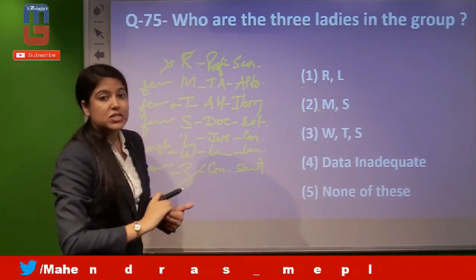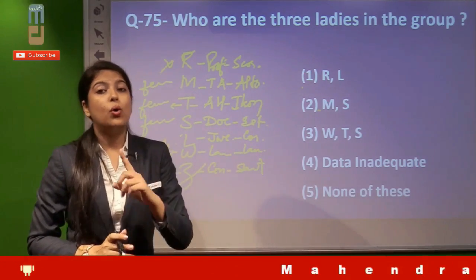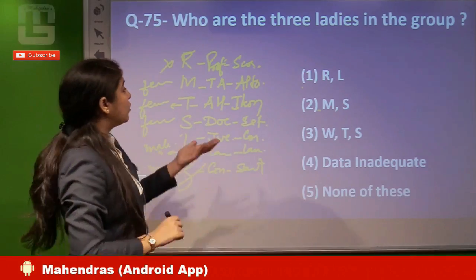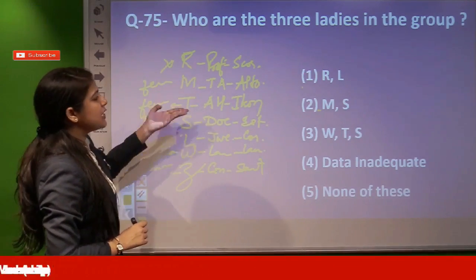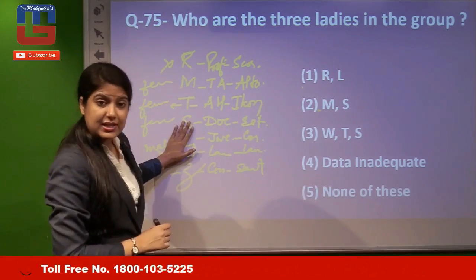Moving further with question number 5 for this puzzle, that was question number 75 actually. Who are the 3 ladies in the group? So, 3 ladies in the group are M, T and S. Now, candidates, M, T and S, definitely these are the ladies.